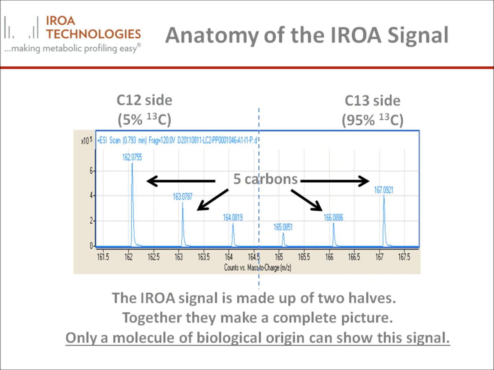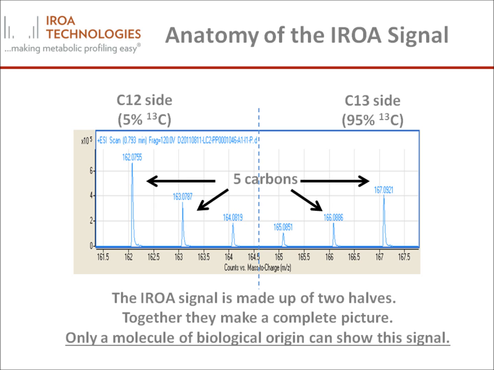This slide shows the anatomy of a 5-carbon molecule following IROA labeling. Each of the 5 carbons has a probability of 98.8% that it is a C12 and a 1.1% probability that it is a C13. The pattern of peaks is calculable and therefore may be used to determine the number of carbons in the monoisotopic peak.